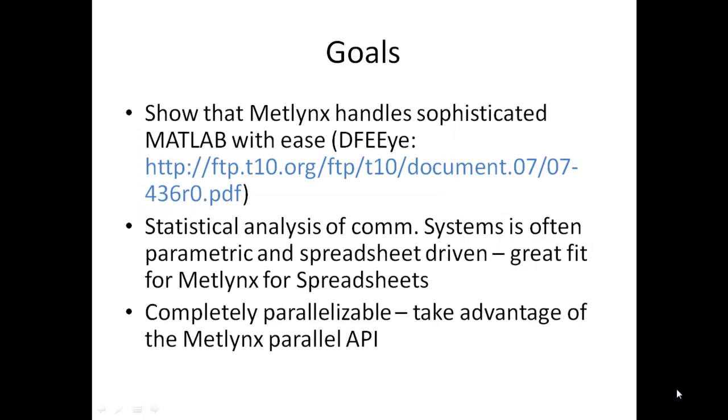We're showing this example today for several reasons. One is to demonstrate that Metlynx handles fairly sophisticated MATLAB scripts with ease. We'll be using a publicly available script called DFEI for our statistical communications analysis. Another reason is that this type of application in practice usually requires parametric analysis, such as varying the channel characteristics or equalizer topologies, and so it's a great and very natural fit for Metlynx for Spreadsheets. And finally, we'll show how to parallelize these simulations by taking advantage of the Metlynx very powerful parallel API.